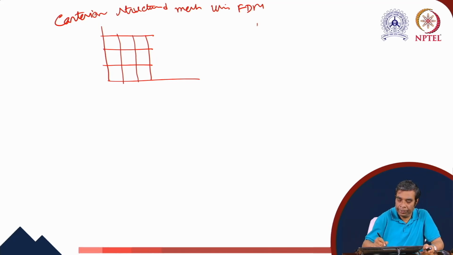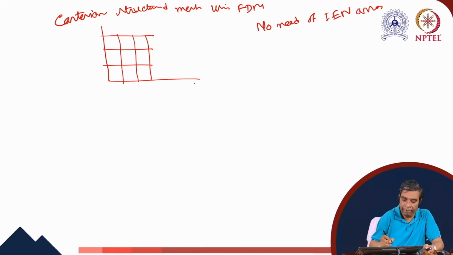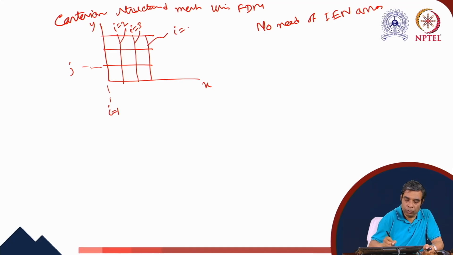we don't need the connectivity array, or we don't need the IEN array using finite difference. So what we do here in finite difference, we identify the vertical lines as I lines and the horizontal lines as J lines. So first line vertical stands for I equals to 1. This one is I equals to 2. This is I equals to 3. This one is I equals to 4.